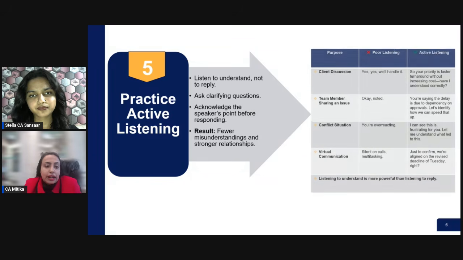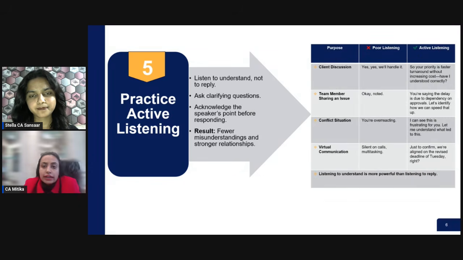Let's see some practical examples. During a client discussion, we said, yes, yes, we'll handle it. Did we listen to the client properly? Did we give that person a solution? No. So, how do we rephrase it? Your priority is faster turnaround without increased cost. Specific, contextual. Have I understood clearly? That is my clarifying question to the client.